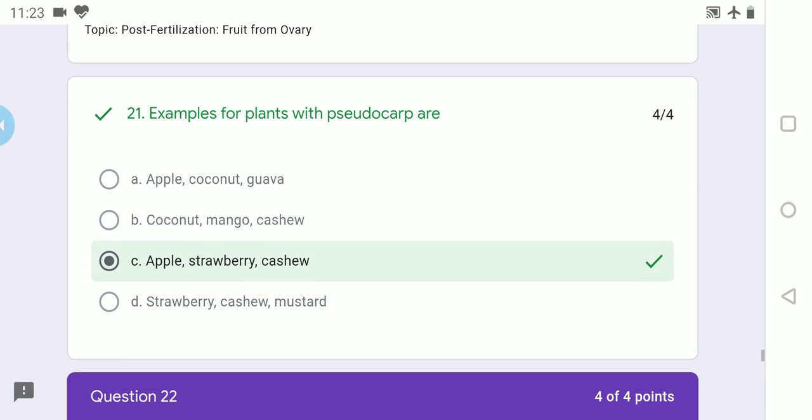Again, here is the example for plants with pseudocarp: apple, strawberry, and cashew. Why? Because these fruits develop from the thalamus, not from the ovary.